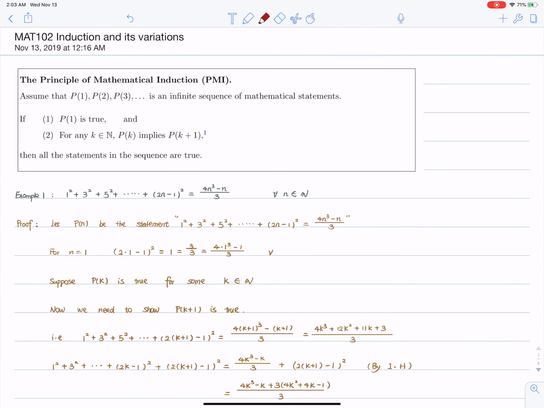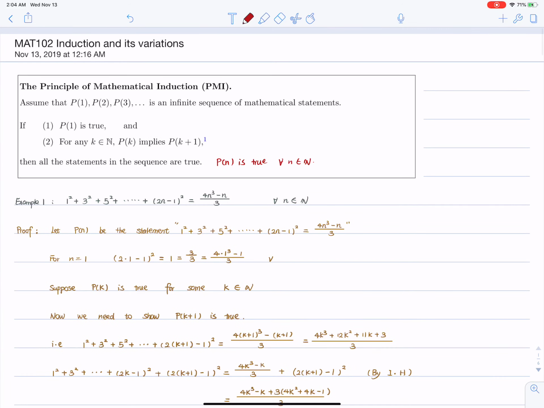So first of all, let's talk about the principle itself. The principle of mathematical induction, PMI, is that if you have statements P1, P2, P3, till infinite, a sequence of mathematical statements, then if your P1 is true, and for any k in natural numbers P(k) implies P(k+1), then all the statements in the sequence are true, which means Pn is true for all n in natural numbers. Okay?